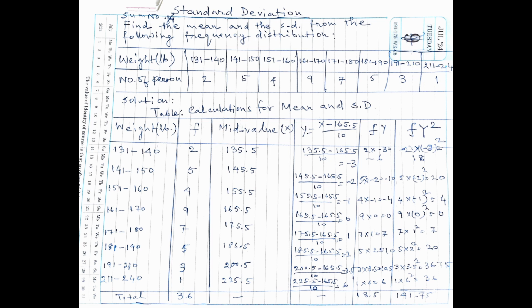I should note here how I have taken X as 165.5. This is the middle of the mid values, that is 165.5, and the divisor 10 is the difference between two mid values, that is 145.5 minus 135.5. So 165.5 we say is the origin, and dividing by 10 is the scale.